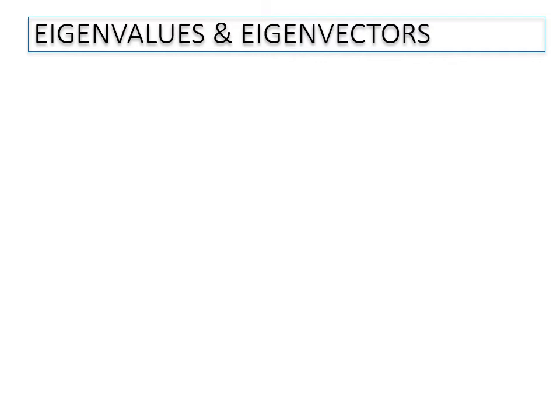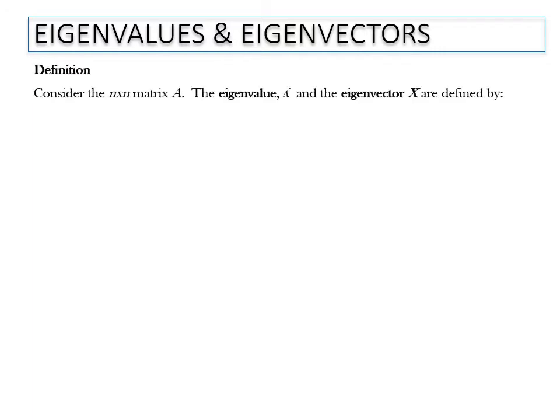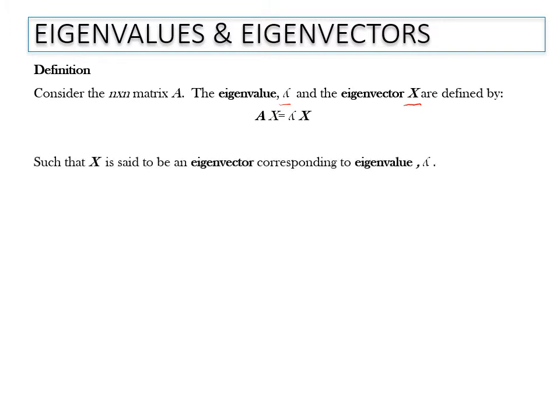Okay, for today's lecture, we will learn how to find eigenvalues and eigenvectors. So first, we go to the definition. Consider the matrix A, n by n, meaning it's a square matrix. The eigenvalue, denoted as lambda, and eigenvector, denoted as x, are defined by Ax equals lambda x. So x is said to be an eigenvector corresponding to eigenvalue lambda.